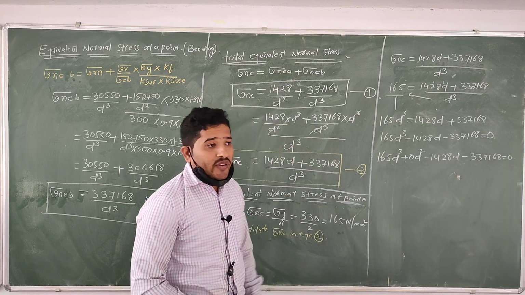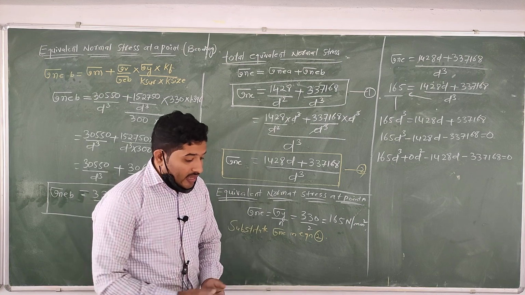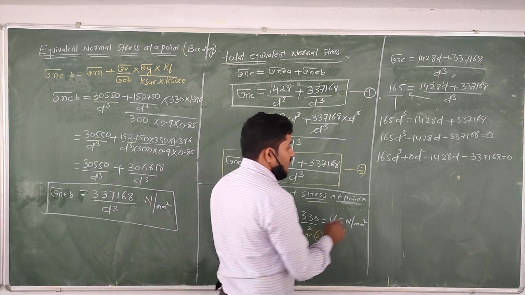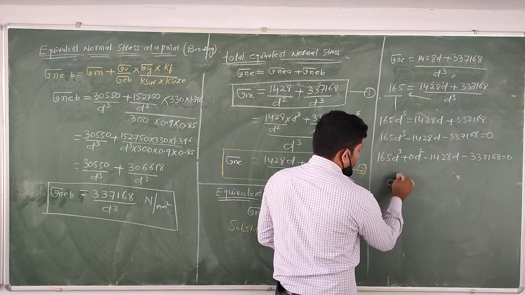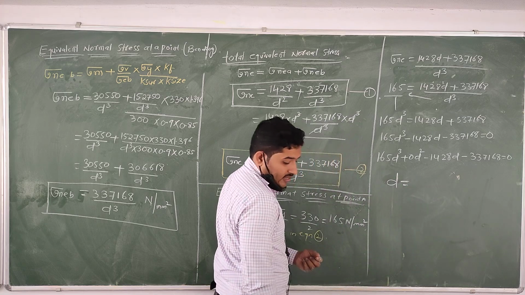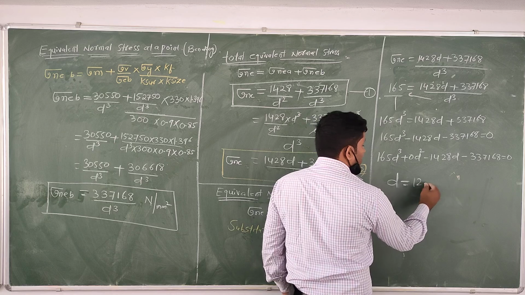If you calculate with the help of a calculator, then you will get the solution: diameter D equal to, with the help of the calculator I am getting the answer 12.9 mm.